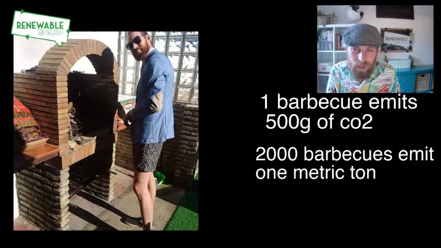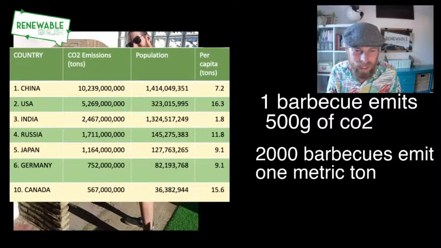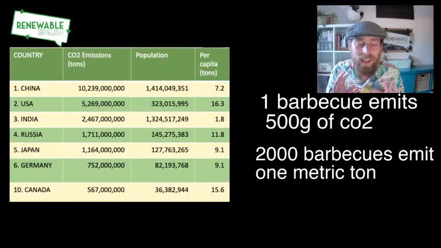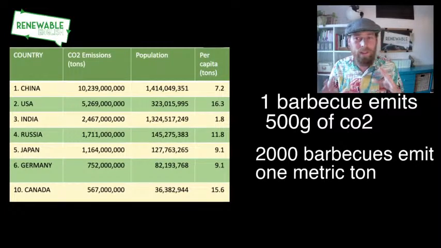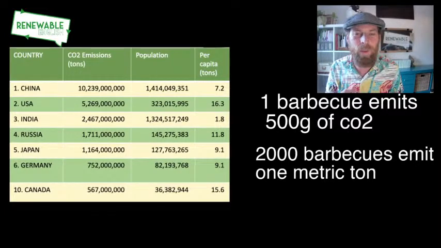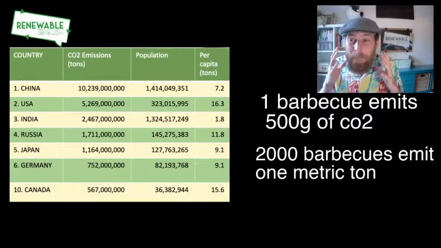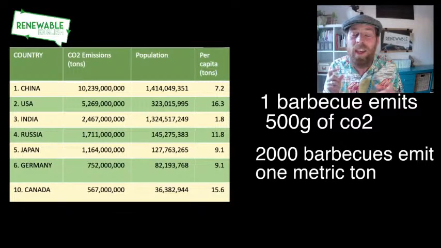So let's have a quick look at the table of polluters here. Now, please bear in mind that these are the biggest polluters in the world. These are 7 of the top 10 biggest polluters in the world. And we can see there that China produces over 10 billion tons of emissions. They are also the biggest investors in renewable energy.